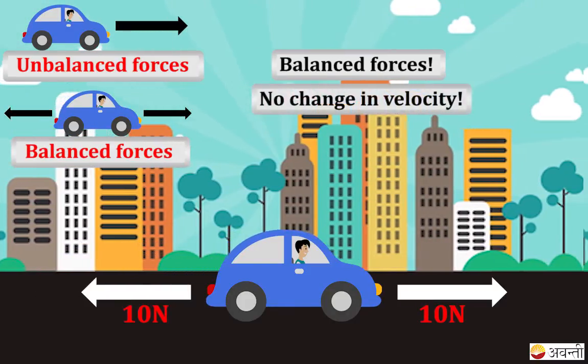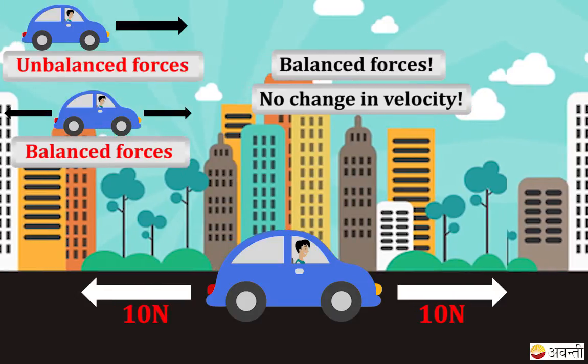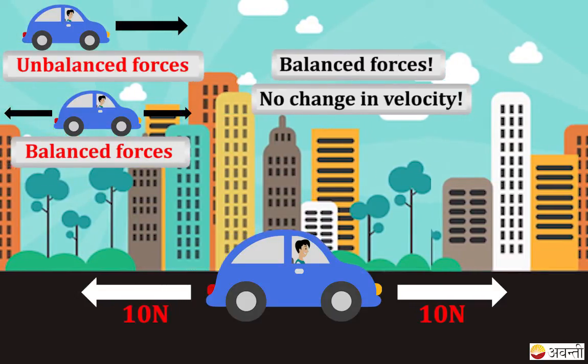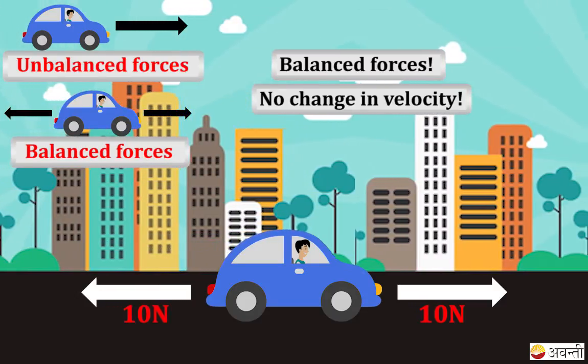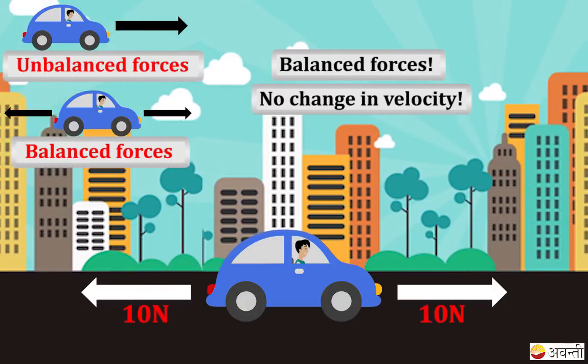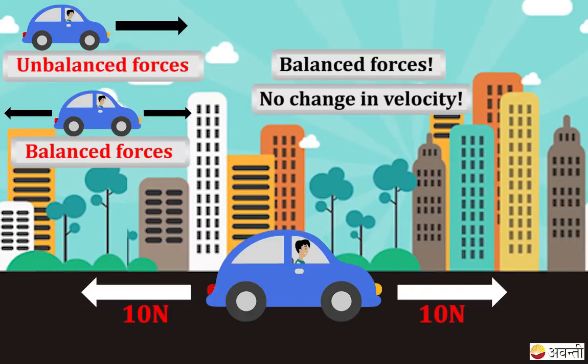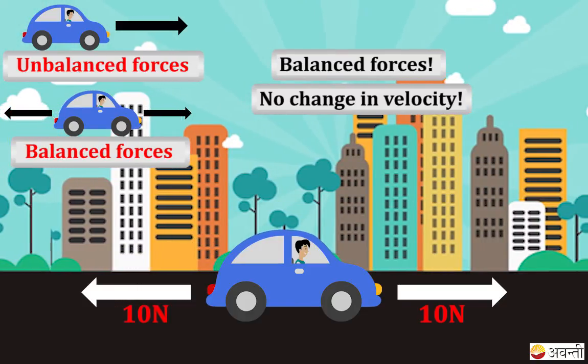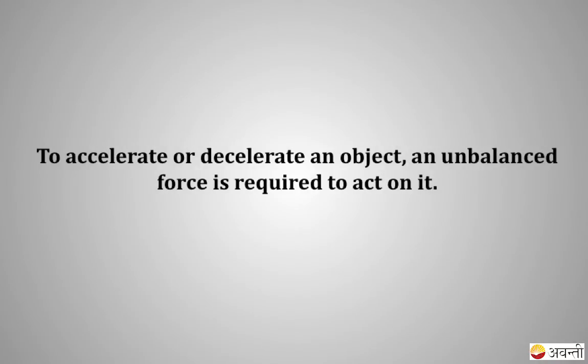So from this, we can conclude that an object moves with a constant velocity when all forces acting on the object are balanced and there is no net external force acting on it. If an unbalanced force is applied, there will be a change in either the speed or direction of motion. Thus, we can say that to accelerate or decelerate the motion of an object, an unbalanced force is required.